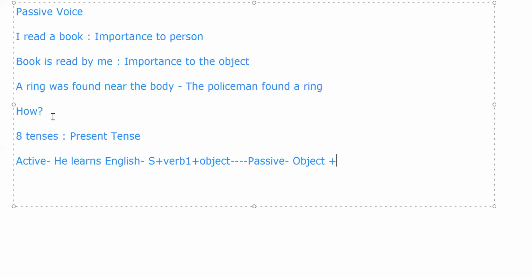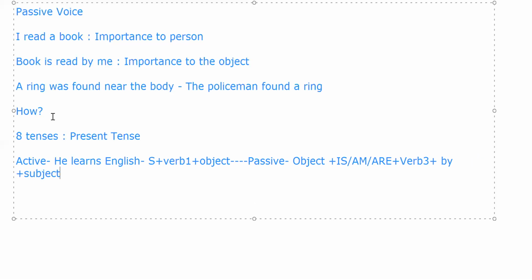The present tense helping verbs are is, am, and are. We can use any of them depending upon what our object is. If it is singular, we will use is. If it is plural, we will use are. So object plus is, am, are. Then the verb's third form will always be used in the passive voice, and we would use by and the subject. By this rule, for the sentence he learns English, we get: English is learnt by him.